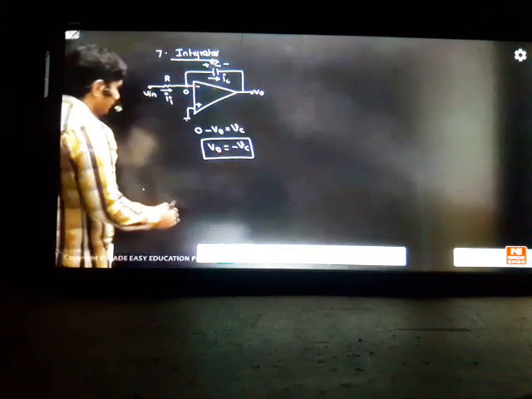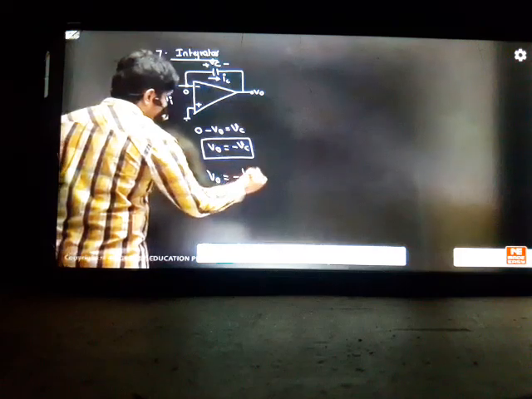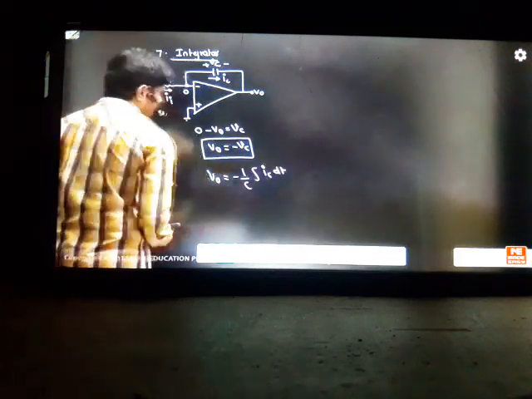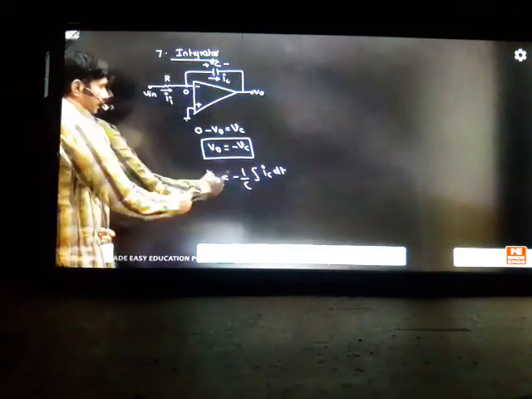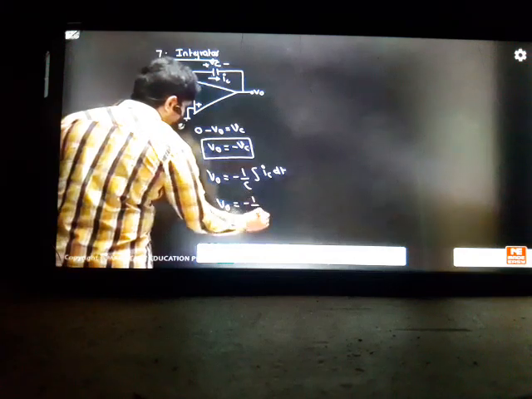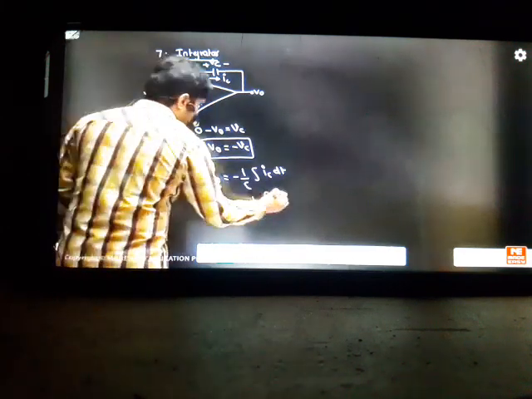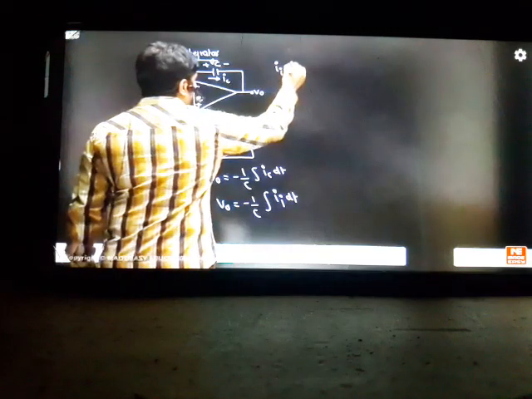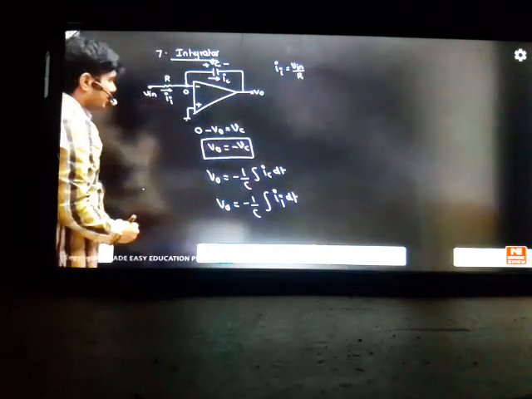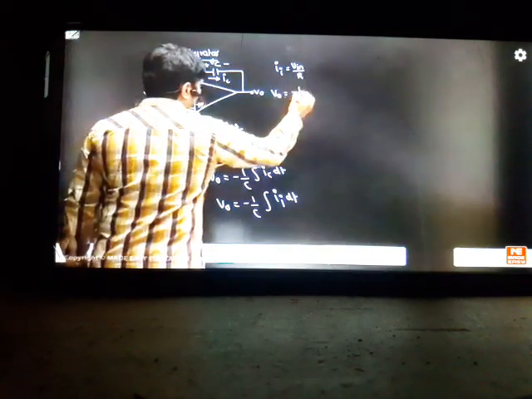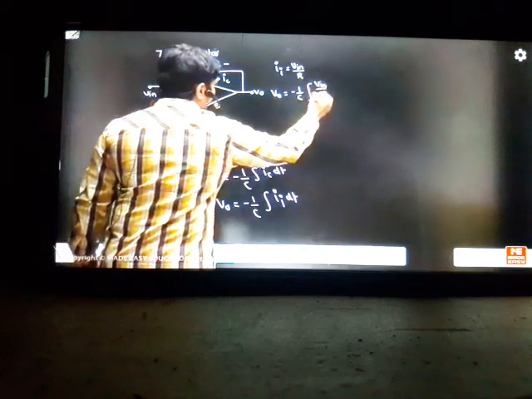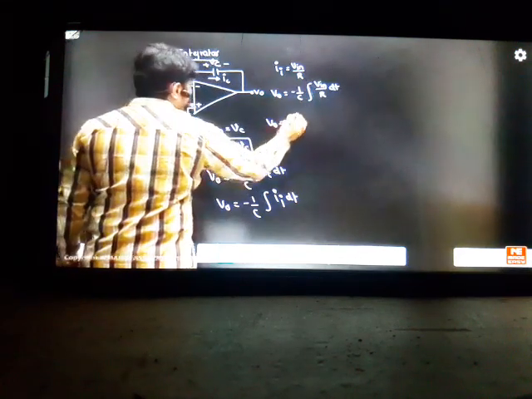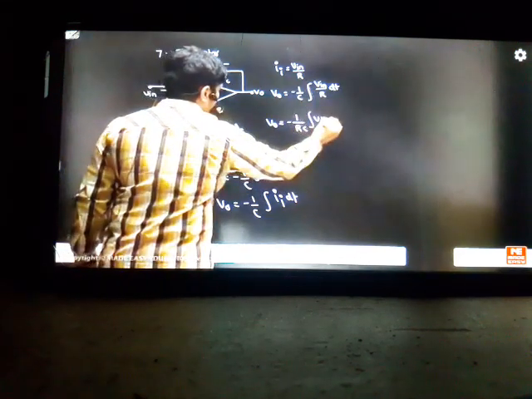But the capacitor voltage formula here is 1 by C integral of IC into dt. The relation between voltage and current is an integration. So output will be equal to minus 1 by C integral of IC dt. Your IC current and IA current are the same. But what is IA here? It is VIN by R. So V0 you can take as minus 1 by C integral of VIN divided by R into dt. So the output can be represented as minus 1 by RC integral of VIN into dt.